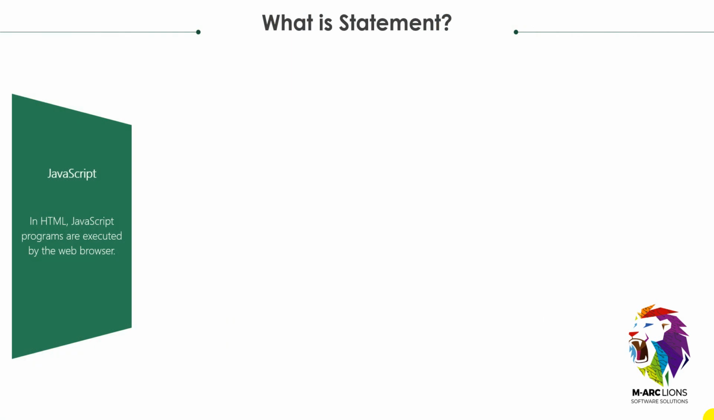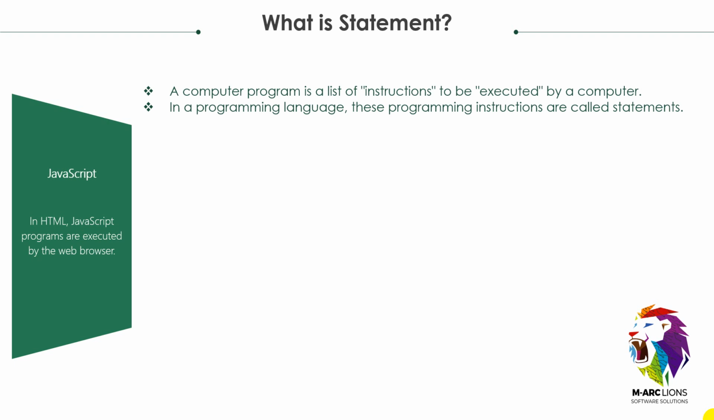In HTML, JavaScript programs are executed by the web browser, and those programs are basically called statements. I mean to say, the programs which we were writing in the previous lecture, they are statements as well. A computer program is a list of instructions to be executed by a computer. Whatever instructions we give, the written instructions are called statements. In a programming language, these programming instructions are called statements, as I have told you.